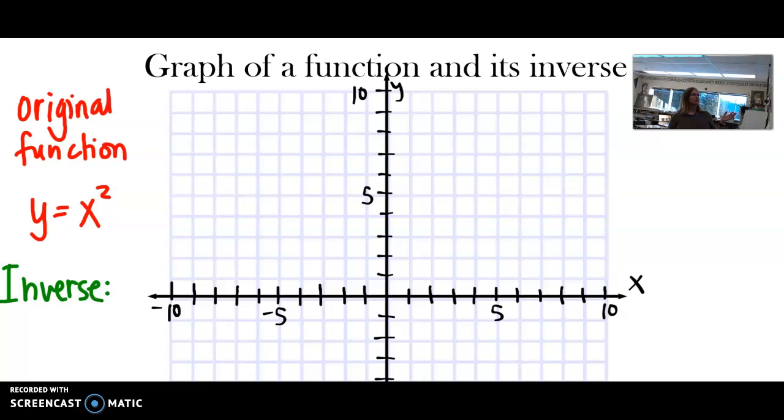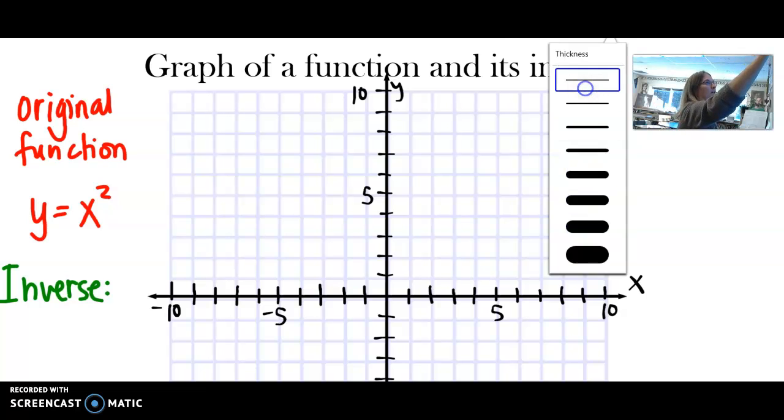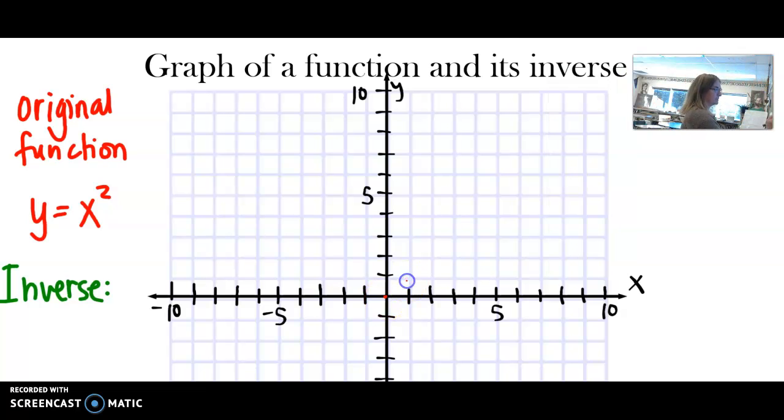Okay, so if we look at another example here, let's say that our original function is y equals x squared, which recall is a parabola: (0, 0) on the graph, (1, 1), (2, 4), and then that is reflected, (3, 9). Those points are reflected over here. We have a parabola.